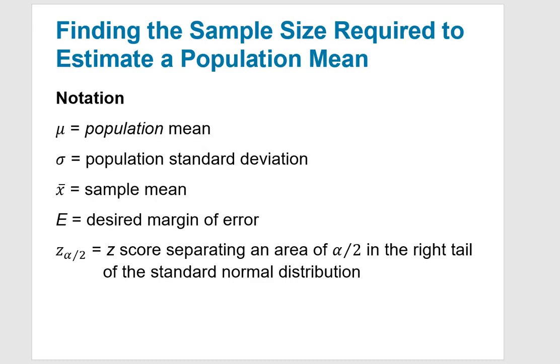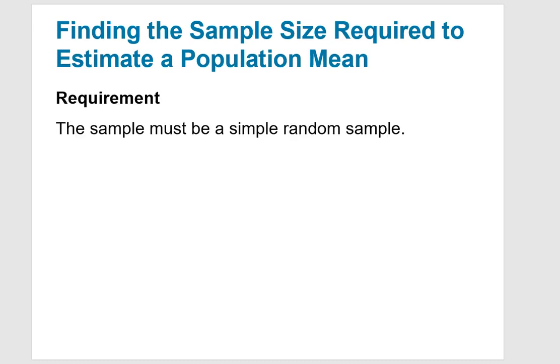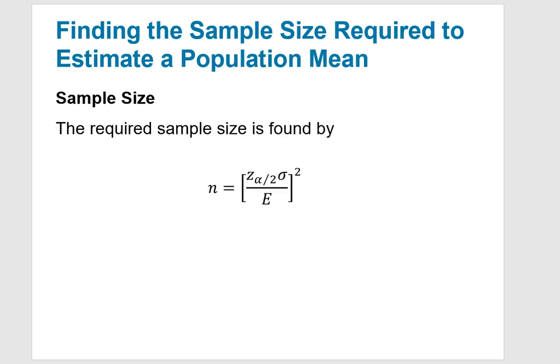So again, notation is the same. Again, your sample must be a simple random sample, very important. And when you need to find the sample size, this is all you need to do. You are going to take your critical value times the standard deviation of your population. You're going to divide that by the error, and whatever that is, you're going to square it. And that will tell you your sample size.